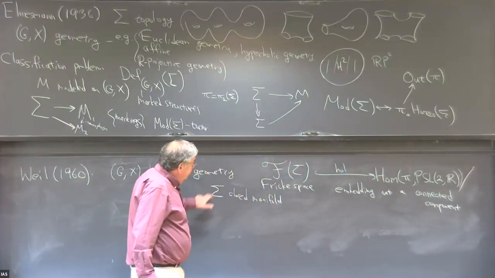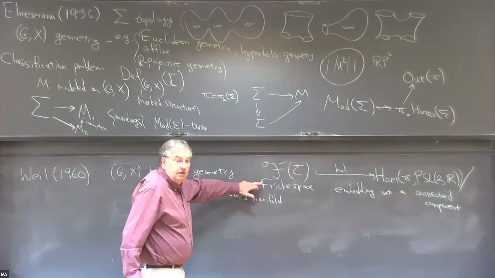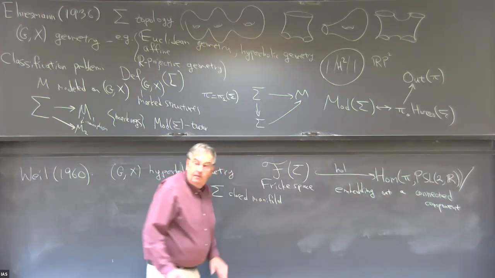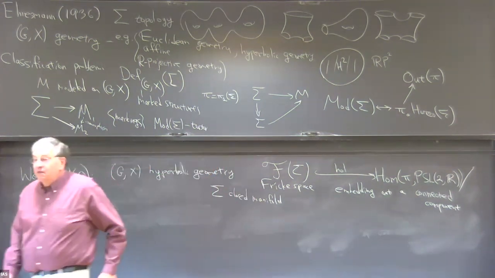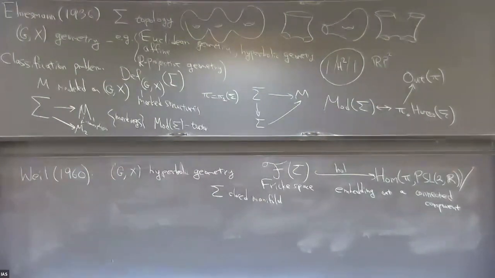Now, this is often called the Teichmüller space. Σ is a general manifold, a closed manifold or closed surface. It's a closed manifold, right? In this case, the theorem applies to any closed manifold, right? I'm just dealing with the two-dimensional case here.